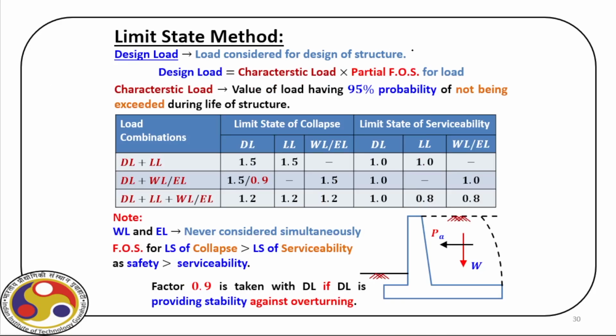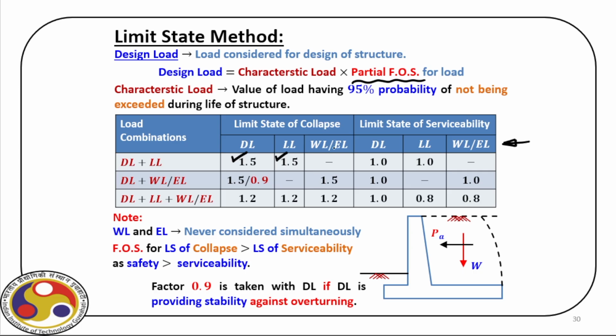Now in case of limit state design, we have to consider different types of loads. As you can see here, we have dead load, then live load, then wind load, then earthquake load, and for each and every load component there are different factors prescribed in the code. For example, in case of limit state of collapse, if we consider dead load, our factor is 1.5. For live load, the factor is 1.5. Then we also have factors for wind load and earthquake load.